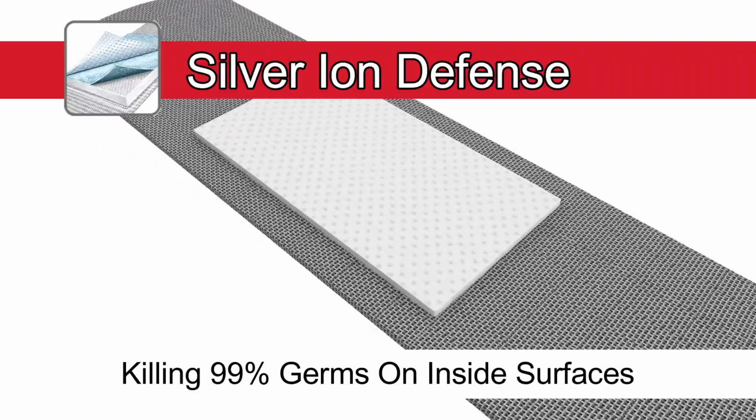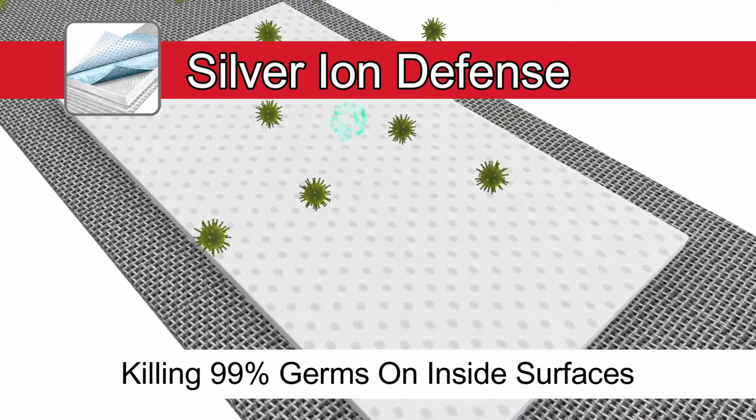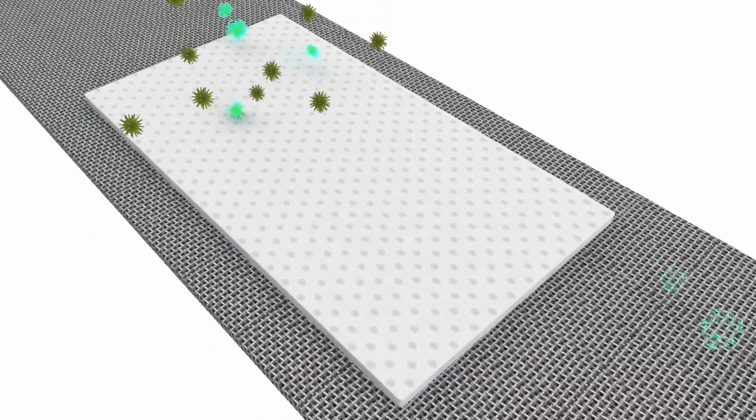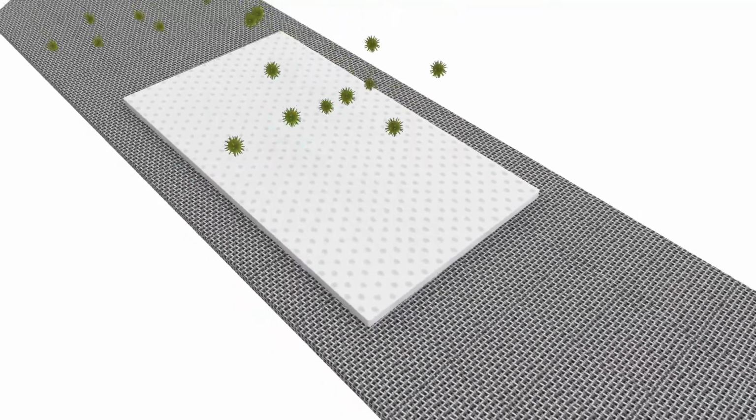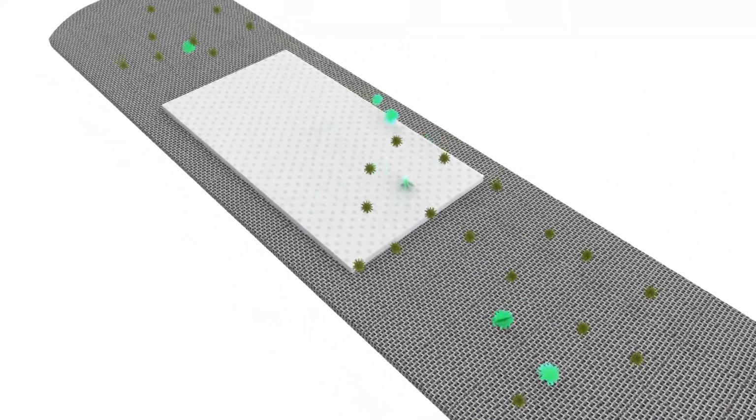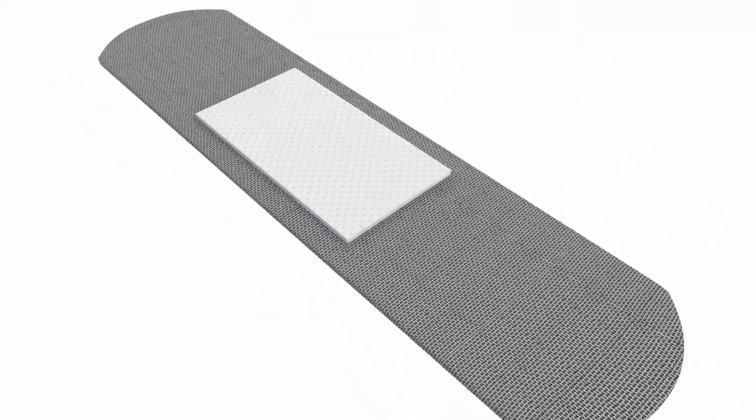The silver ion pad helps in the healing process and germ protection of the wound, killing 99% of germs on the inside surfaces of the bandage. The bandage pad is also non-stick and pain-free, with 3x better absorbency than standard bandages.